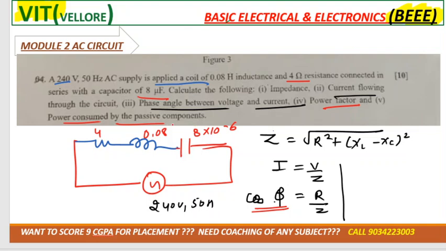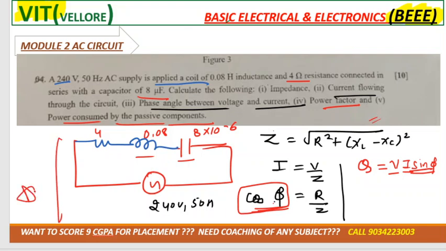Then the power consumed by passive element. Passive element means inductor and capacitor. Power consumed by passive component means they are asking for the reactive power. Remember I told you the three different types of power. Passive component means reactive power, that is VI sin phi. I already calculated I. If you know the value of phi, then can you get sin phi? Or if you know the value of cos phi, can you get sin phi? So now you can solve it. Easy.